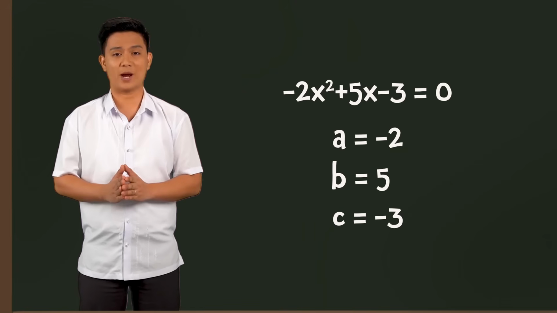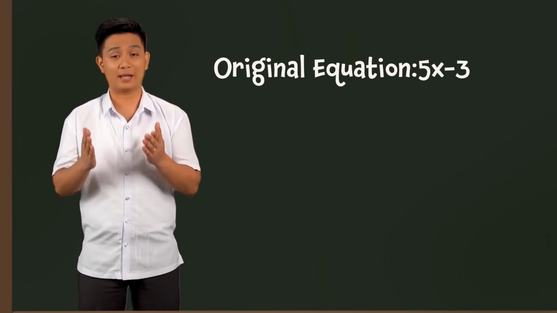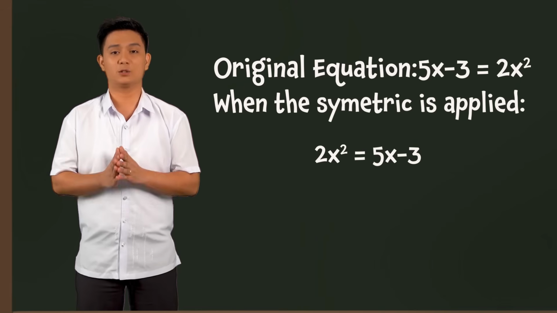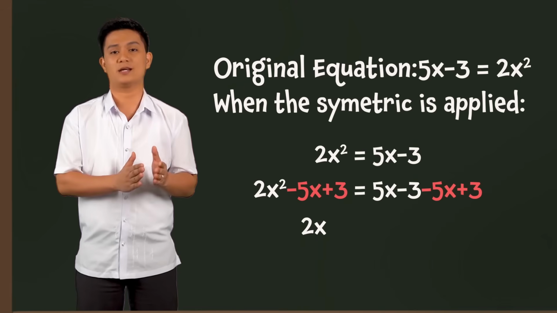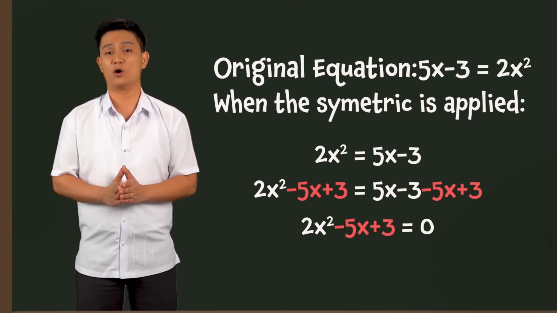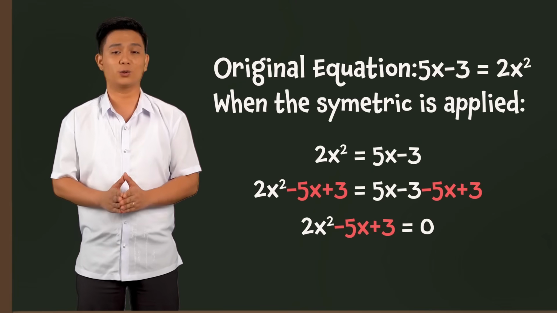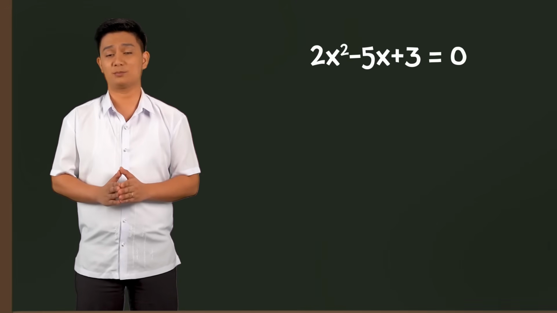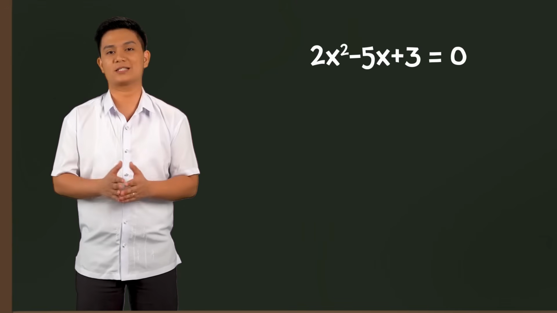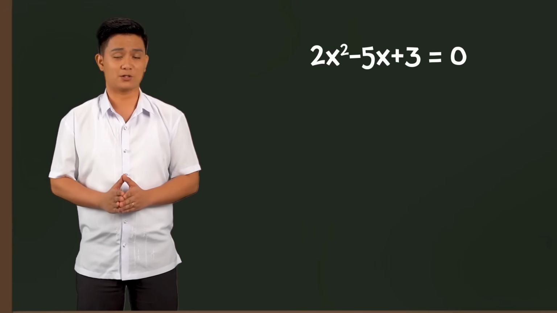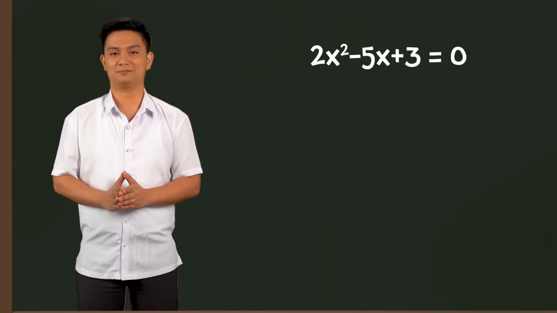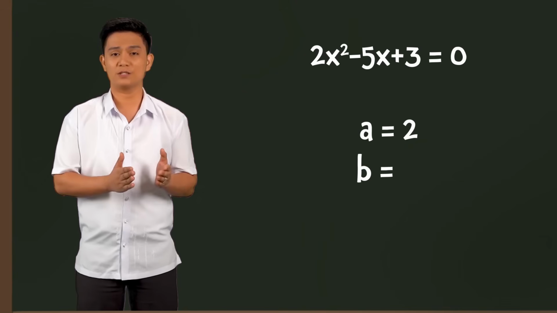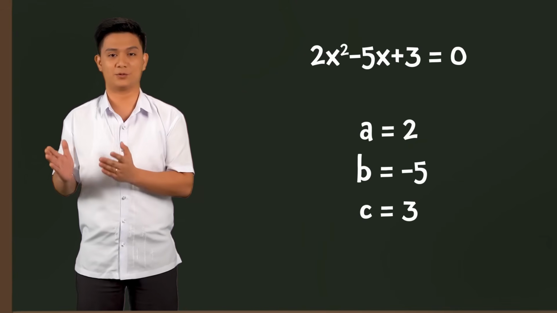The other way to write the given equation in standard form is by applying the symmetric property, after which we can apply other properties of equality to place all the terms on the left side of the equation, and thus the right side is just 0. It so happens that the terms are already arranged in descending powers. Hence, 2x squared minus 5x plus 3 equals 0 is also the standard form of the equation 5x minus 3 equals 2x squared. Here, the values of the coefficients are as follows. A is 2, B is negative 5, and C is 3.